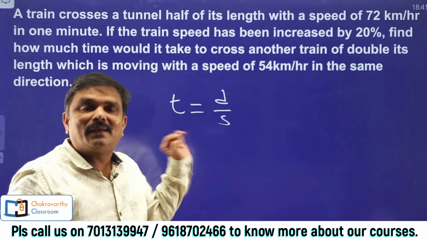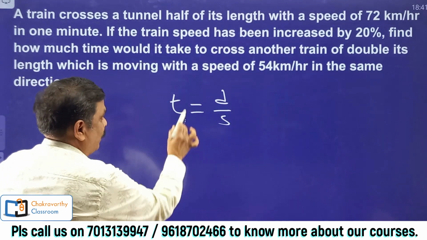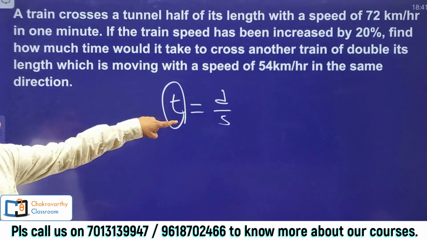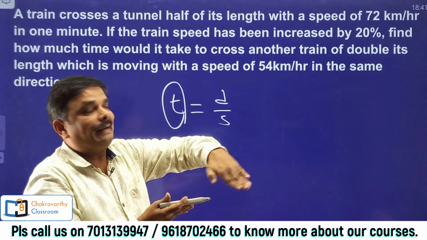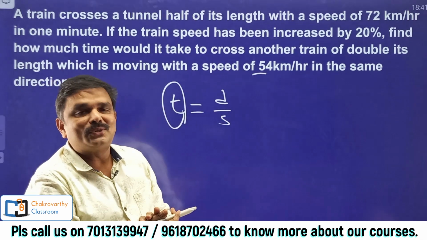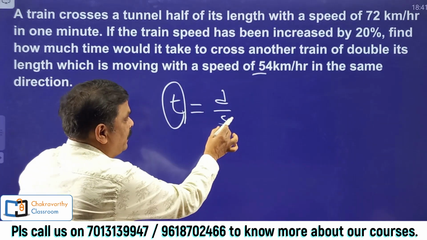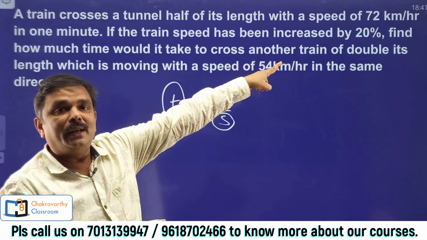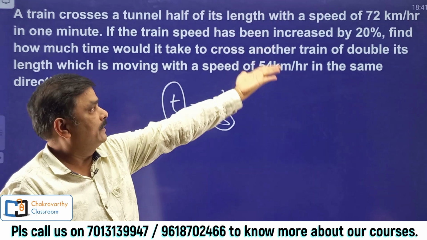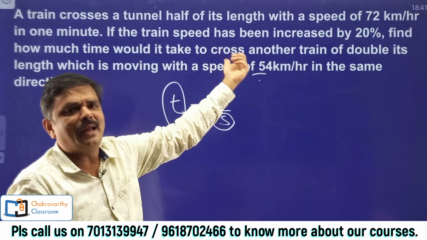First you have to analyze the question in this way. I need to find out the time. What is the case here? The first train with some speed is crossing the second train with its speed, isn't it? In this case, speed can be found out very easily, because that was 72 kilometers per hour into this 20% increased. First train speed, second train speed, that's over.